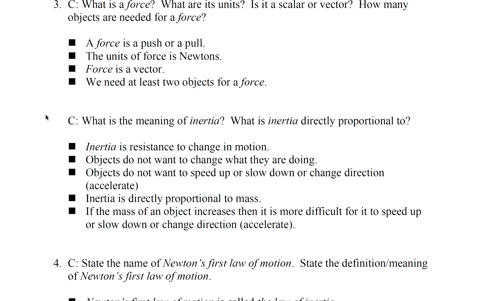Inertia is directly proportional to mass. So the more mass an object has, the more difficult it is to change the velocity of an object. So if the mass of an object increases, it's more difficult for it to speed up or slow down or change direction.